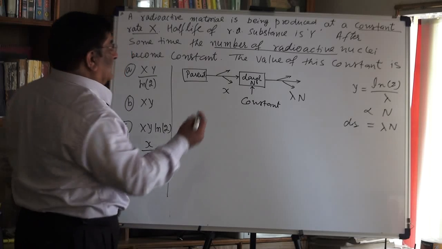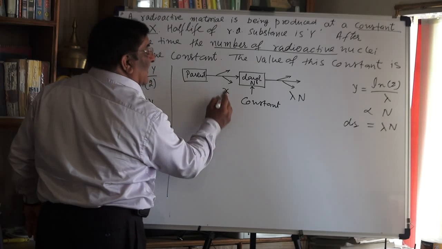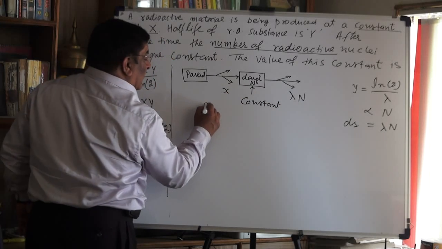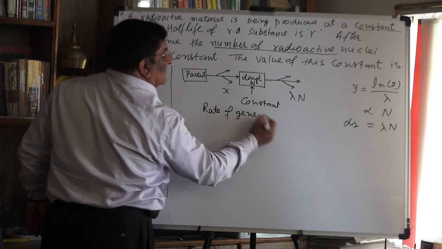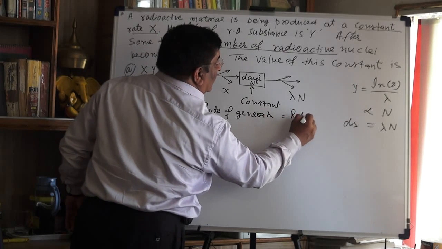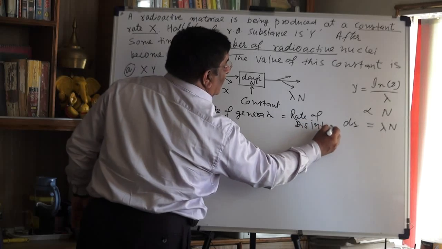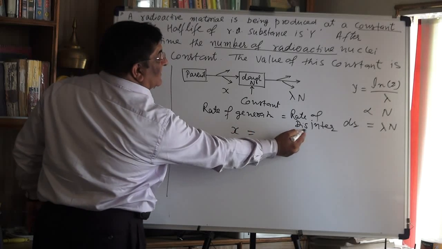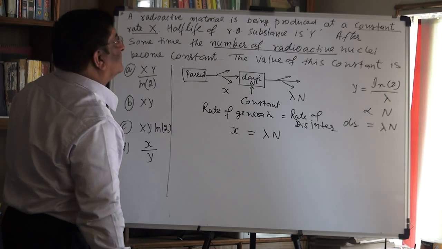What is the condition for that? The rate of generation or production should be equal to the rate of disintegration. So this is x and this rate of disintegration is lambda n.